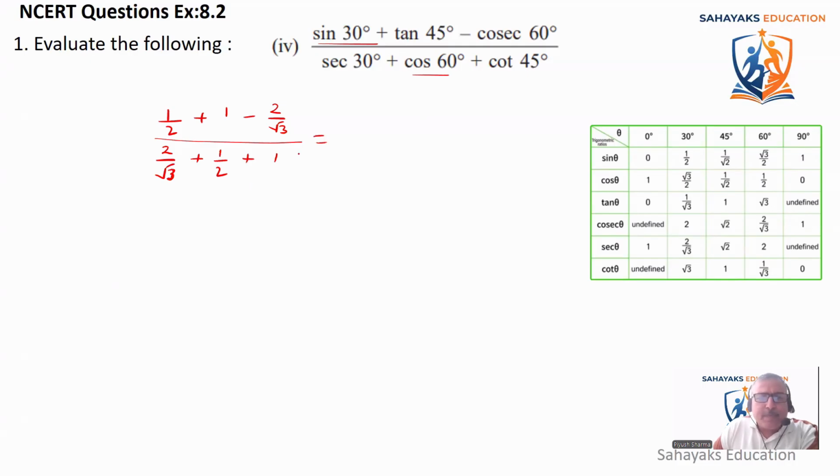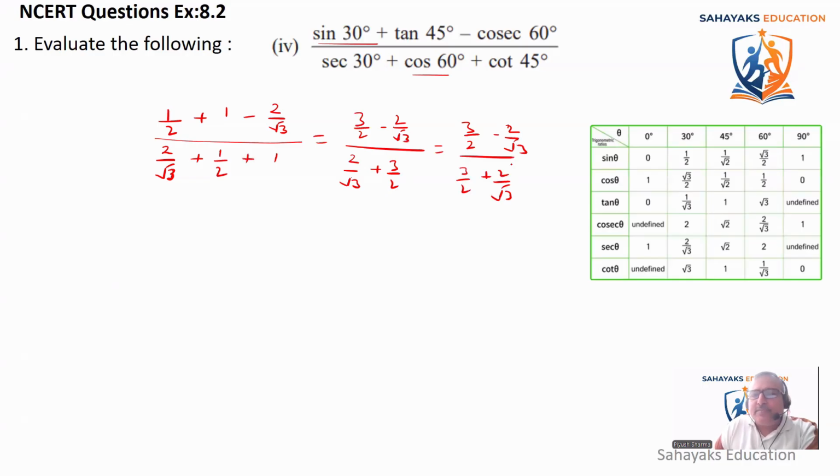Okay, so if I see this value, it becomes 3. It is 1 by 2 plus 1 is 3 by 2, minus 2 by root 3, divided by 2 by root 3, plus 3 by 2. Or I can write it as 3 by 2 minus 2 by root 3 divided by 3 by 2 plus 2 by root 3. Okay, so this is the question. So it is a minus b divided by a plus b.